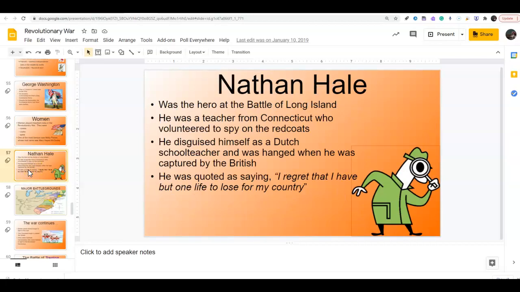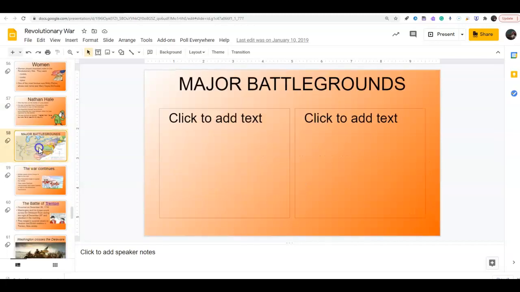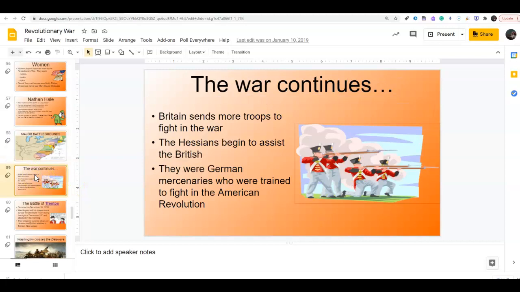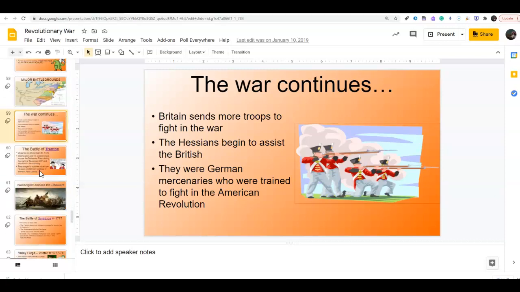Probably the most famous spy of the time was Nathan Hale, who actually ended up getting caught as he was a school teacher in a building with many children of British officers, and he said, "I regret that I have but one life to lose for my country." There were lots of battlegrounds, most of them up here in the north and northeast, some down in the south. The war is going to continue, and what happens is the British actually hire German mercenaries called Hessians.